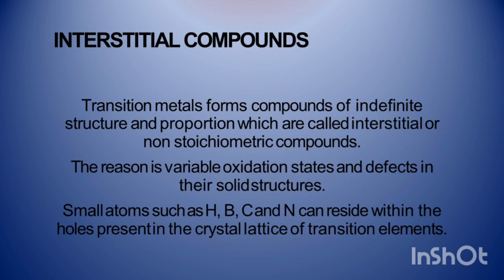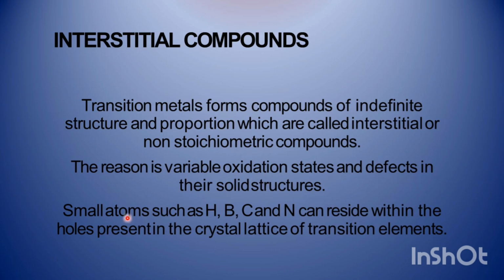Students, transition elements also form interstitial compounds. Transition metals form compounds of indefinite structure, which means they do not have a definite structure and proportions, meaning non-stoichiometric ratios. These are called interstitial or non-stoichiometric compounds. The reason is the variable oxidation states and defects in their solid structure.